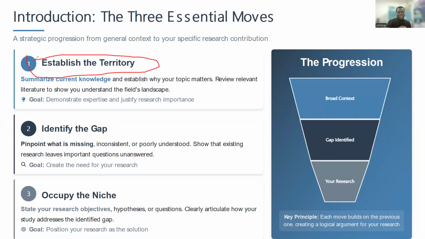You pinpoint what is missing. Very important. The second thing, you pinpoint what is missing. You must identify the gap.